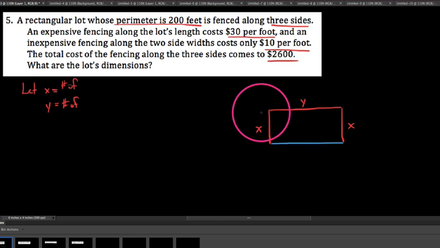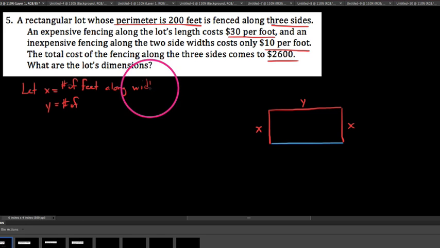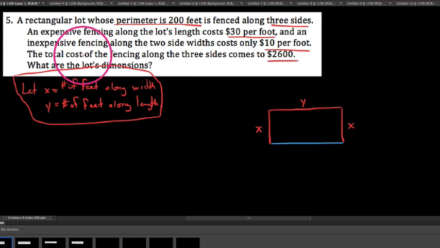We have x equaling the number of what along the width, and what are we measuring this in? The dimensions are coming in packages of feet. So x is the number of feet along the width, and likewise y is the number of feet along the length. Now, as we set this up, we were told that the rectangular lot has a perimeter of 200 feet and that it's fenced along three sides. So let's take a look at this perimeter of 200 feet business.